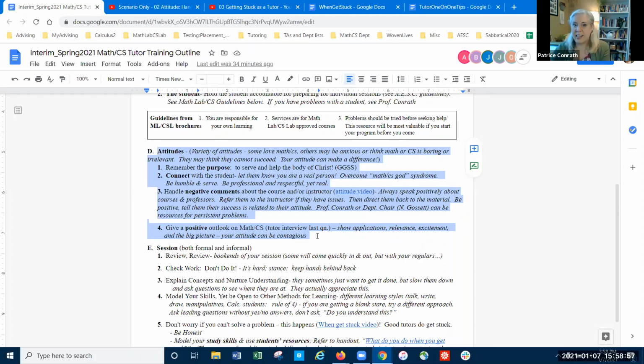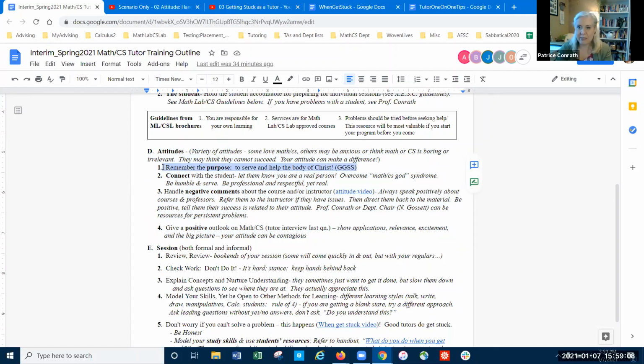So I guess it again comes down to this centering principle here at the beginning, that you are there to really serve and help the body of Christ. So have that attitude and that humility, that understanding that you are there to serve, and it's going to make a really big difference to the student. They will really get that and see that in you. If you're not coming across as the big math know-it-all and you're going to learn from me, but more as I'm coming at this with you and I really want to help you, students will really appreciate that type of humble servant attitude that you take into Math Lab or CS Lab each time.